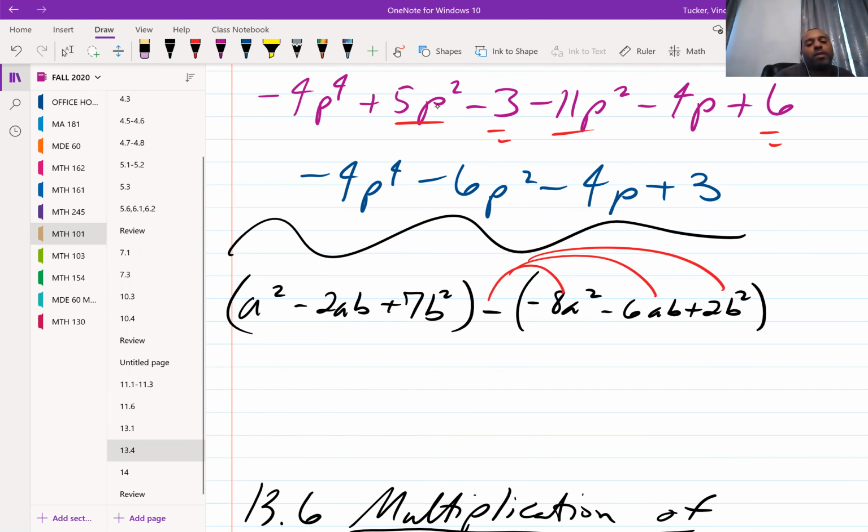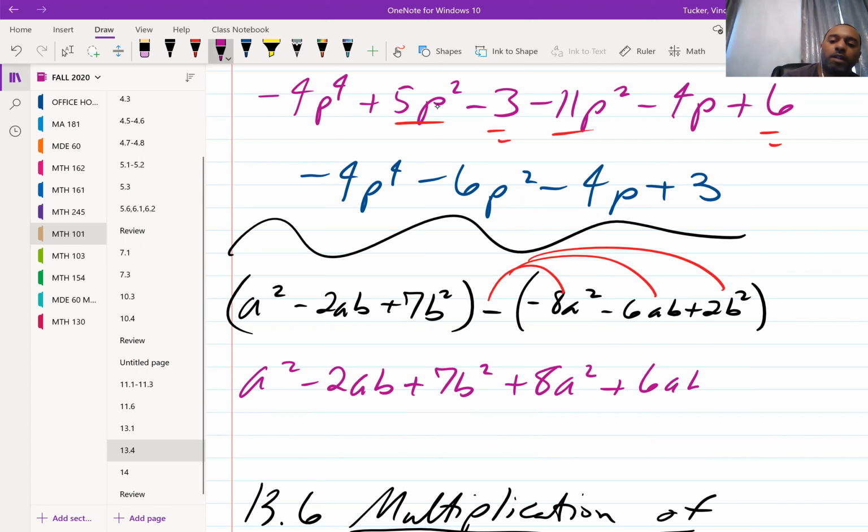Next one: a squared minus 2ab plus 7b squared minus negative 8a squared minus 6ab plus 2b squared. Just like before, we're going to distribute the negative into the parentheses that follows. If I had to rewrite this, that would be a squared minus 2ab plus 7b squared, and then we change the signs of each one of these terms. So that's a positive 8a squared plus 6ab minus 2b squared.